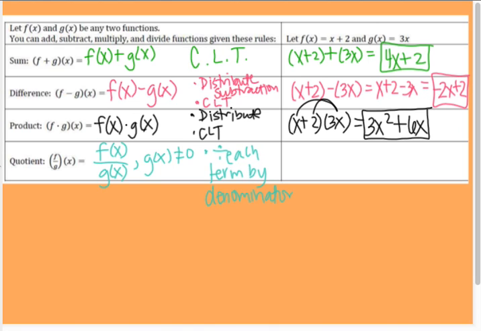Okay, so my f of x is x plus 2, and it's being divided by g of x, which is 3x. So I would divide each term by the denominator, because we just got done doing division. X over x simplifies to 1, so I have 1/3 plus 2 over 3x. Sorry, over 3x. And there would be my division. Okay. Now let's go ahead.